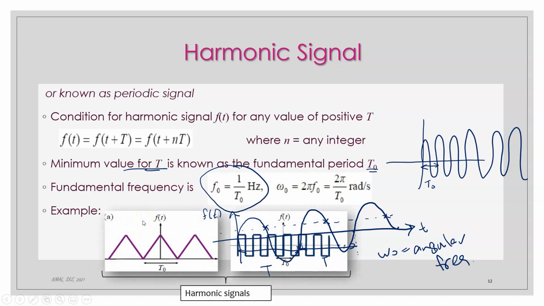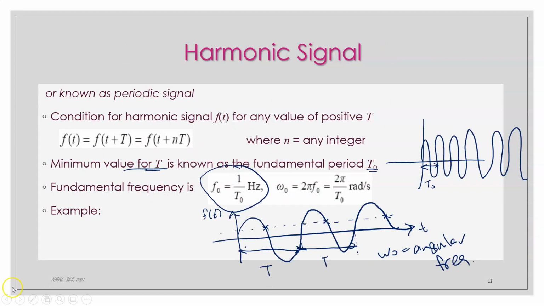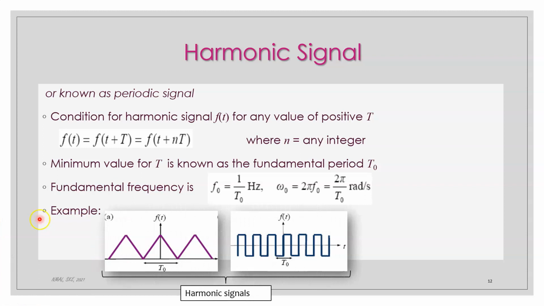Sorry, in order for me to show the example here, I need to erase this. Okay, this is the example. This is the harmonic signal. This is one T naught for the triangle signal, one T naught before the signal repeats itself again. And this is T naught for the sine wave. For the rectangle signal, this is one T naught, this is another T naught, and so on.